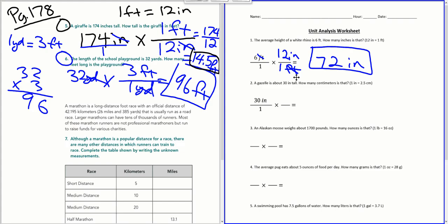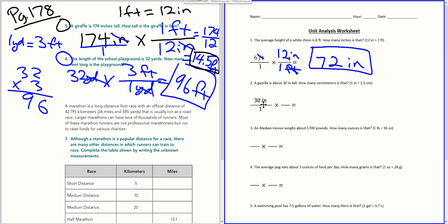And here's the worksheet that we gave you. This is already set up for you, that's 6 feet. Notice we did put it over 1. You don't have to do that, but it is okay to do that. How many inches is that? So I want to go from feet to inches, so I'm going to put feet on the bottom and 12 inches on top, which means I need to multiply. So 6 times 12 is 72 inches.